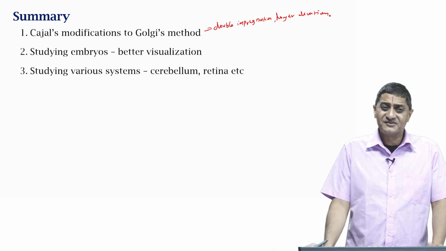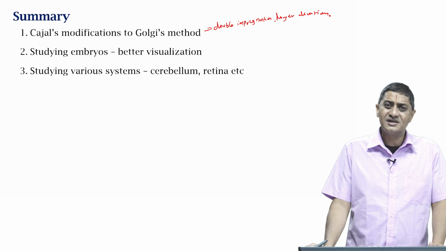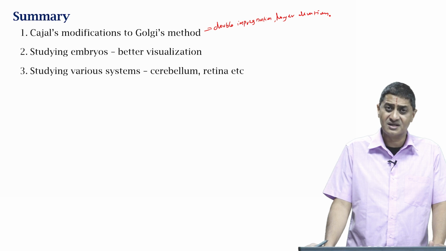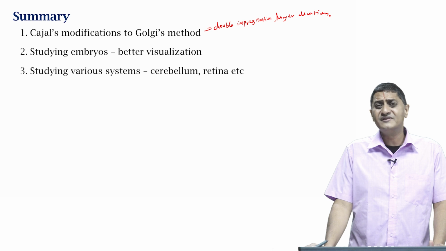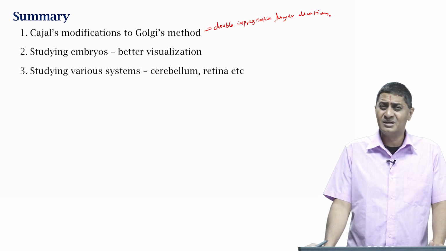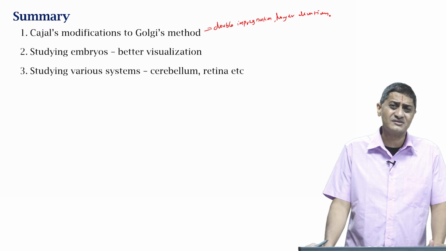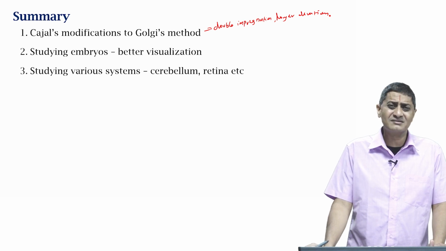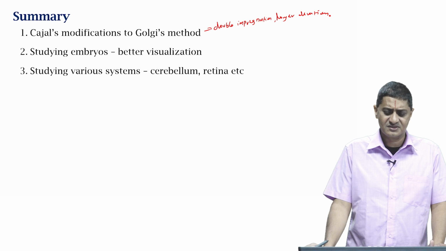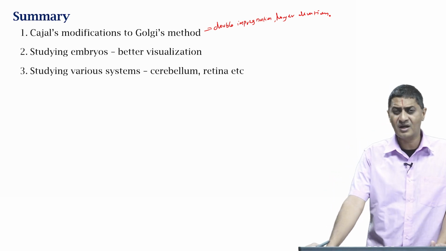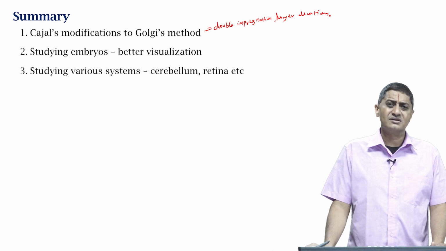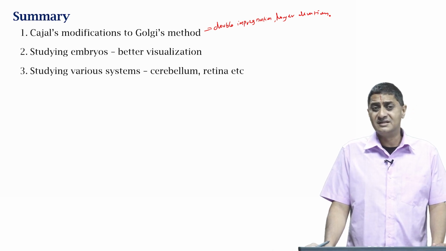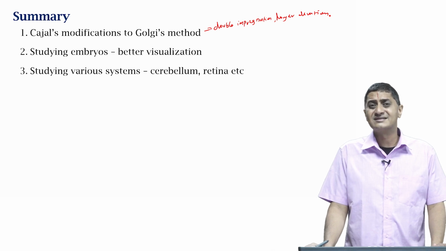By employing simpler systems and studying embryos, he theorized that he could achieve better visualization, and he did achieve better visualization because the myelination was not there. And he studied various systems: avian cerebellum, avian retina, frog muscle spindles, spinal cord circuitry, very different subsystems within the central nervous system. Based on all these things, he was almost certain that he was not wrong, that neurons indeed are independent and separate.